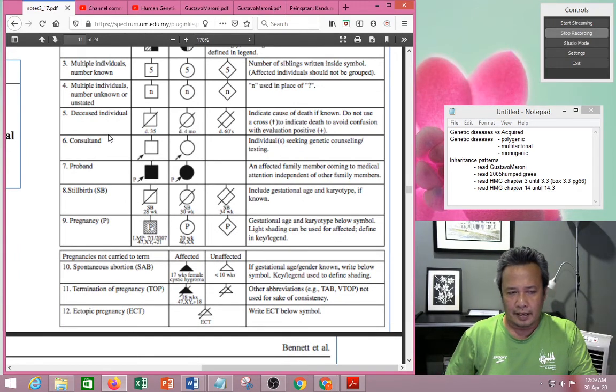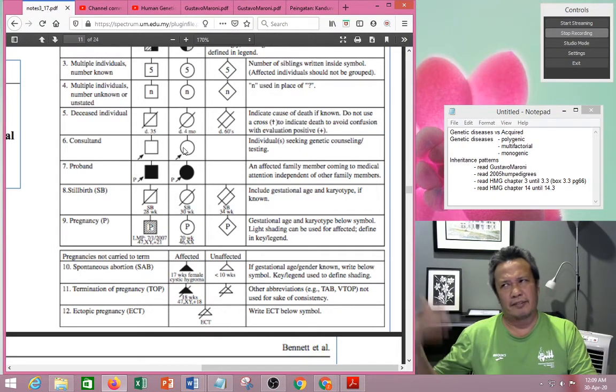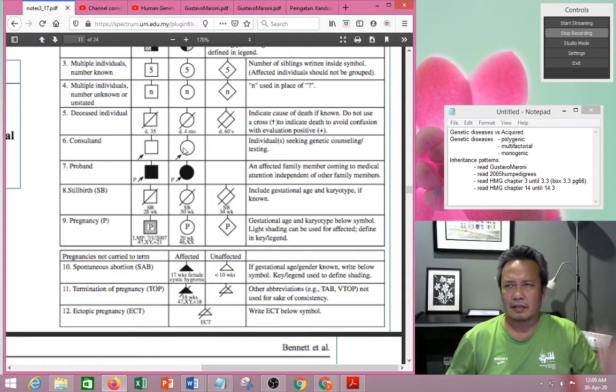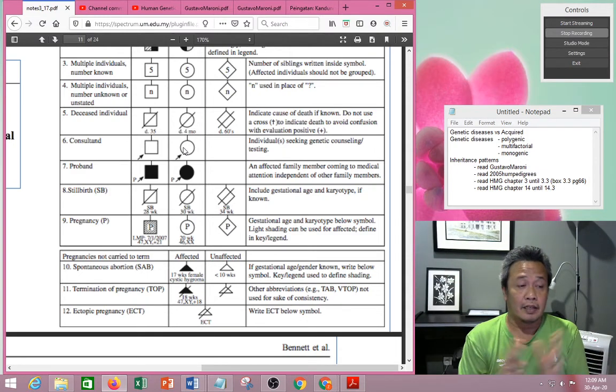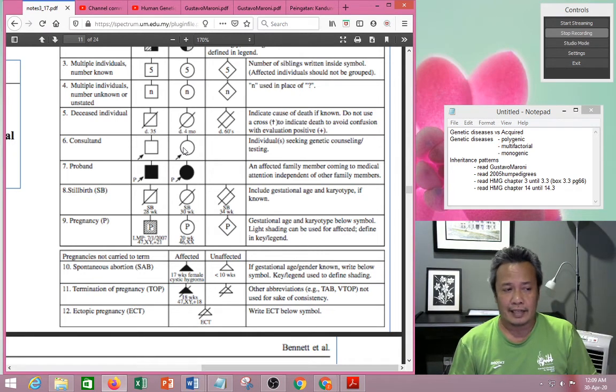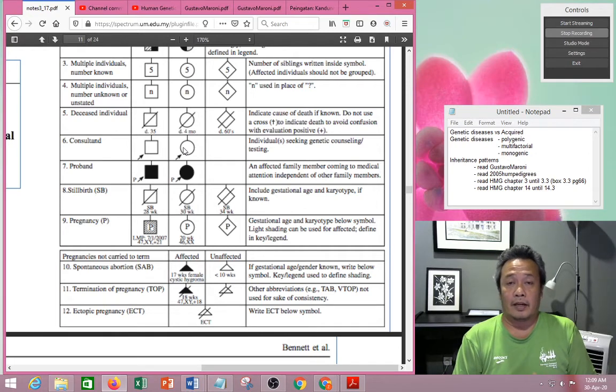Consultant or proband, individual. Consultant means the normal person that comes to the clinic just because of concern. They say, oh, my family has cancer, my brother has cancer, my father, so I want to know. The person is unaffected or at least not affected yet, so it's called a consultant. But if the person is affected and comes to the clinic and then starts the investigation, then you call them a proband, right? Consultant, proband, arrow. P, an affected family member coming to medical attention independent of other family members, so that is the proband.